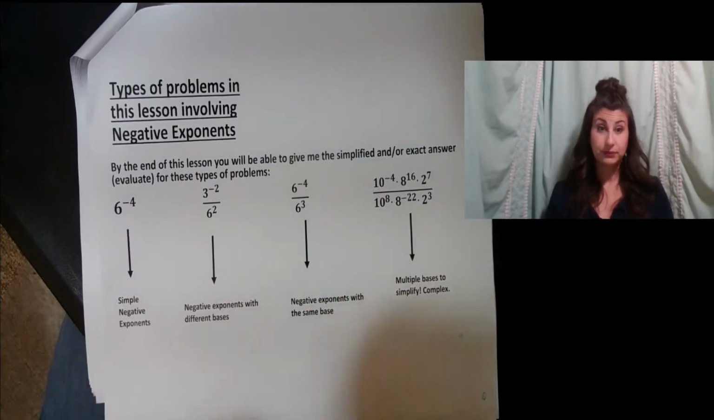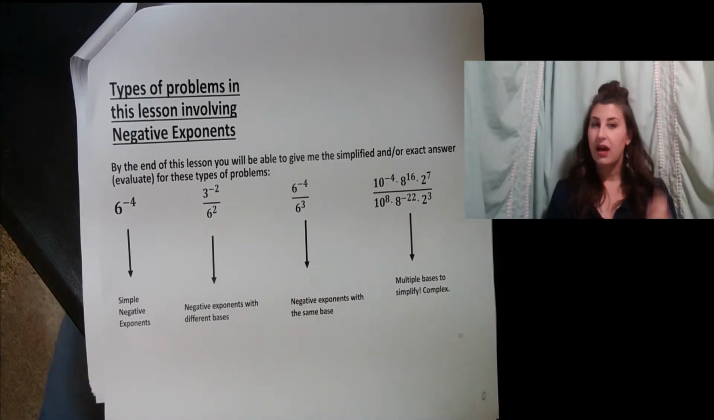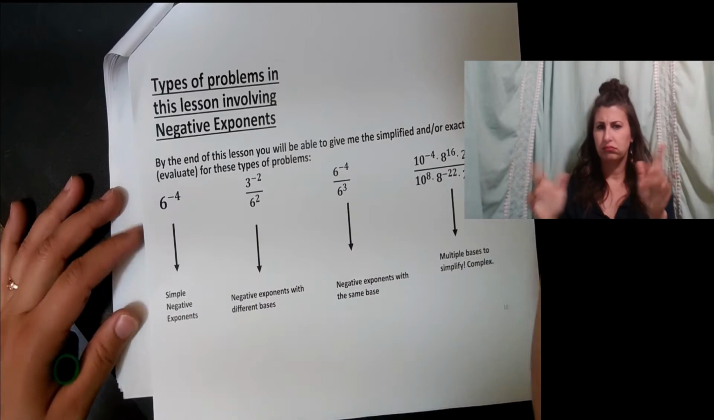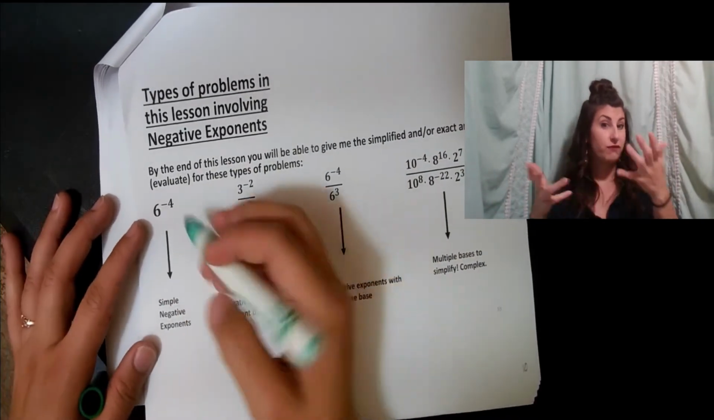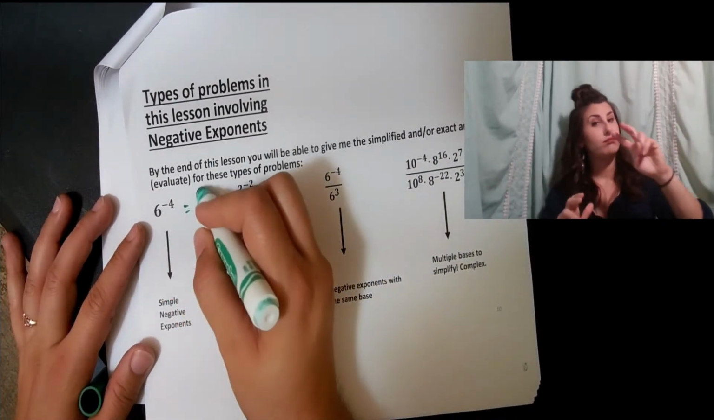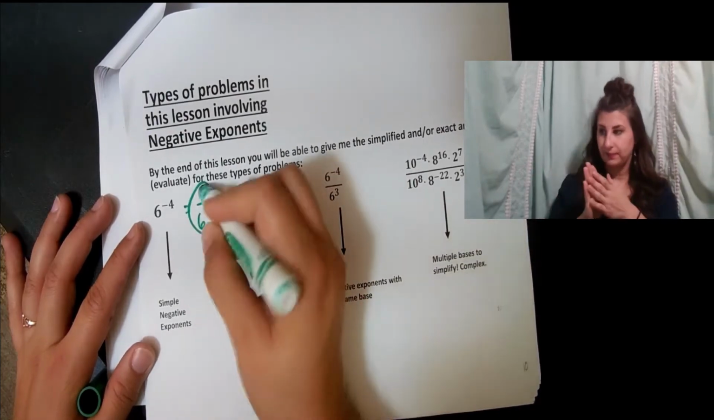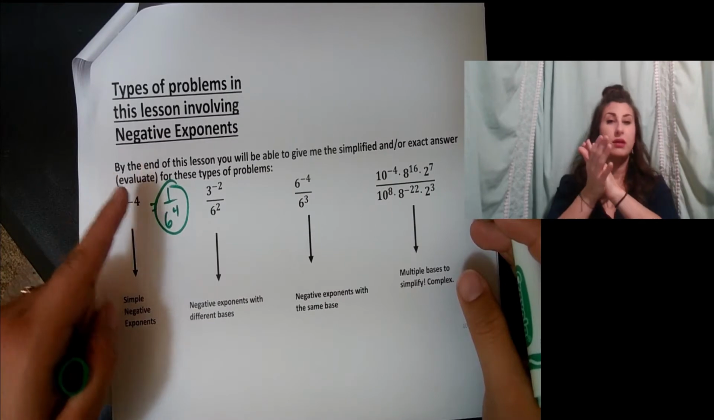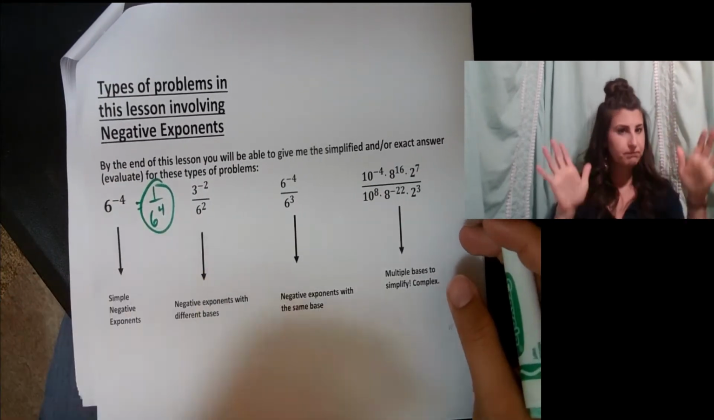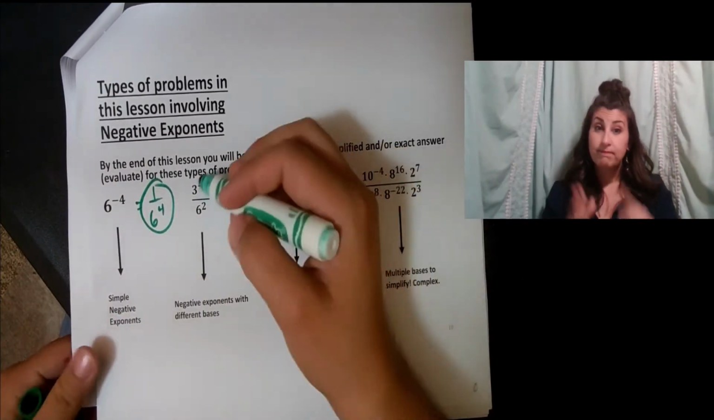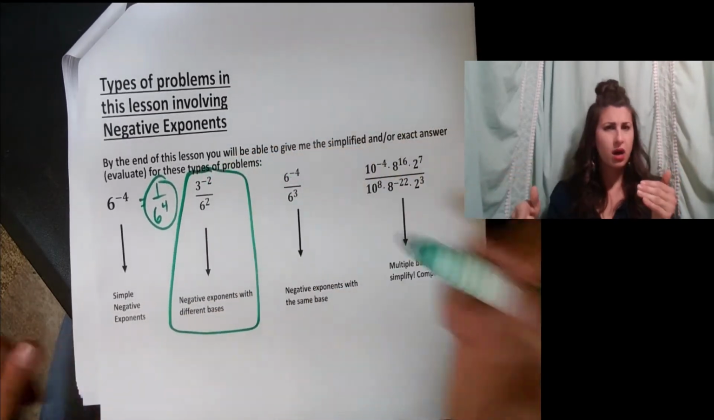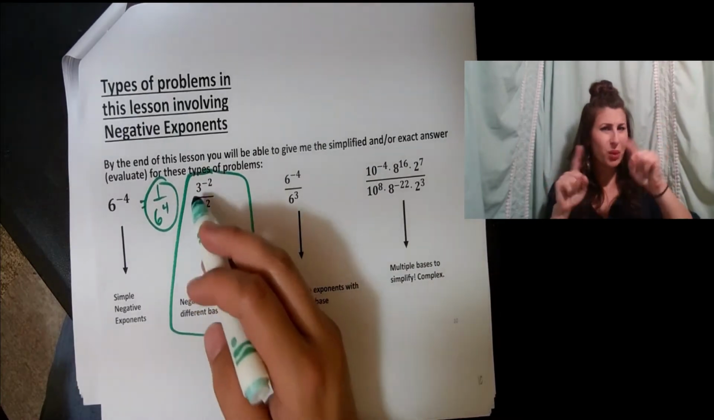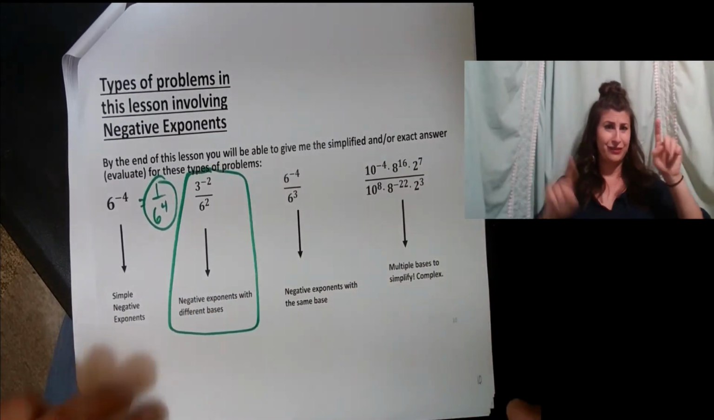All right, so we already did one that looked like this. Simple, we did the simple negative exponent. So if I have a negative exponent, I can turn that into this. Okay, to simplify it, I flip it and turn the exponent to a positive number. Now we're moving on to this one. How do I simplify this when there's negative exponents and there's different bases? That's what's next.